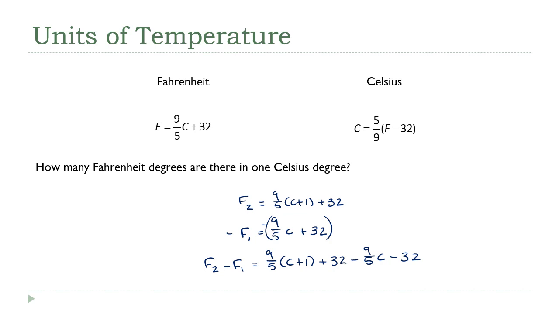Now watch what happens. First, 32 minus 32, those go away. That's 0. So this is 9/5 C plus 9/5 minus 9/5 C. These 9/5 C's cancel, and I get a change, because that's what this is here. This is the change in the Fahrenheit temperature of 9/5 of a degree. So there's my answer: 1 Celsius degree is equivalent to 9/5 of a Fahrenheit degree.